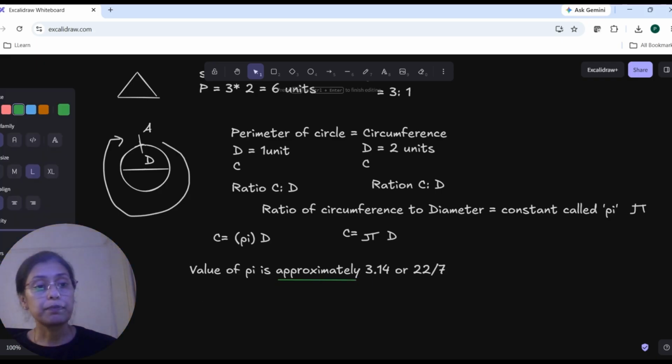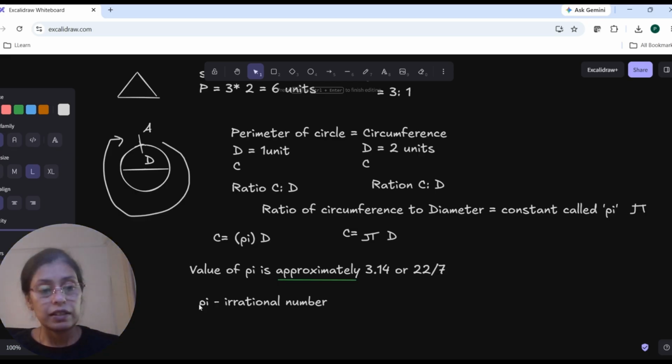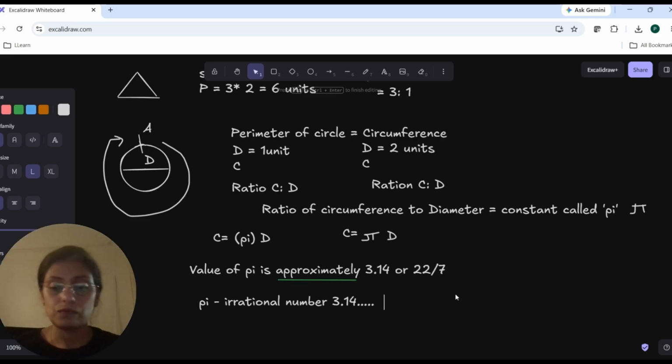Actually, this pi is an irrational number. And irrational numbers, they just keep on going and going. I mean, they are non-repeating and non-recurring, right? So they can't be represented by a fraction actually. So that is the reason this 22/7 is an approximation. So this actually goes on and on. It's non-terminating and non-repeating. Irrational number.